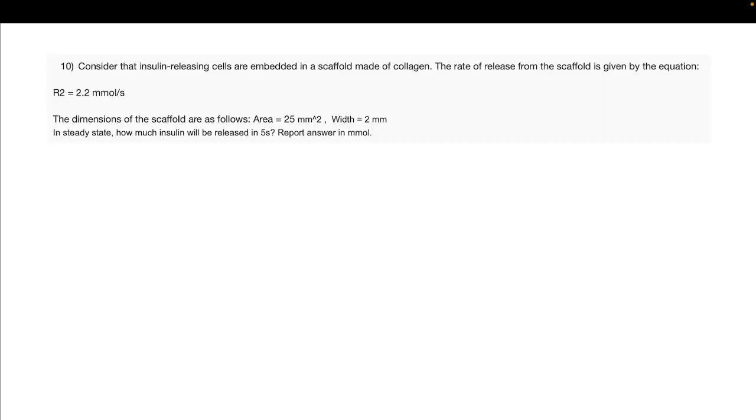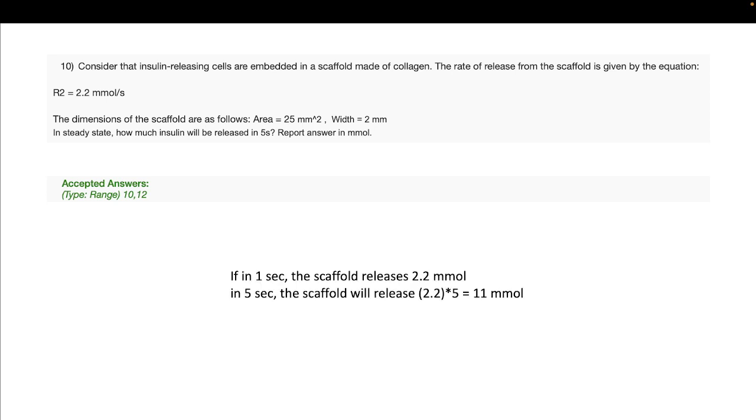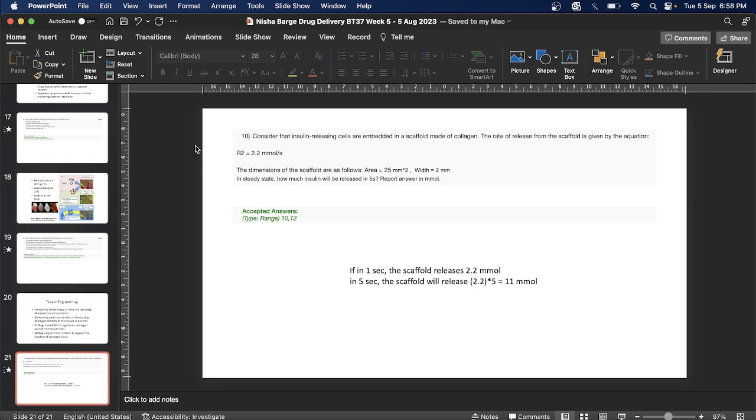And the last was a numerical, where we have given insulin releasing cells are embedded in scaffold made of collagen, and then we have given a rate of release and the dimension of the scaffold, and we have been asked at steady state how much insulin will be released in 5 seconds, which was pretty easy because since it's steady state, the rate of release of insulin will be constant. It will not depend on the dimensions of the scaffold, and the straightforward answer was 11 millimolar. Anybody has a doubt? I just quickly rushed through the assignment once more.